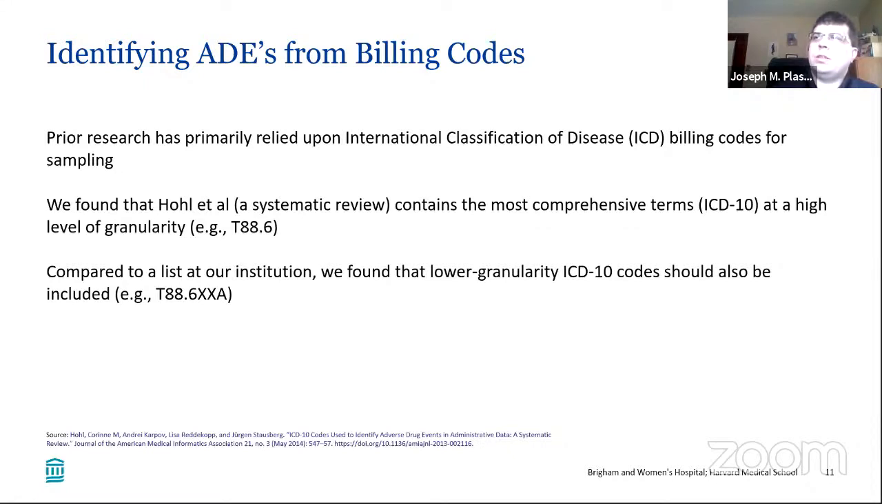And so we have this high level code T88.6, but we also include the lower level code T88.6XXA, because that's how it's stored in our electronic health record system, and we don't want to miss that potentially important data.